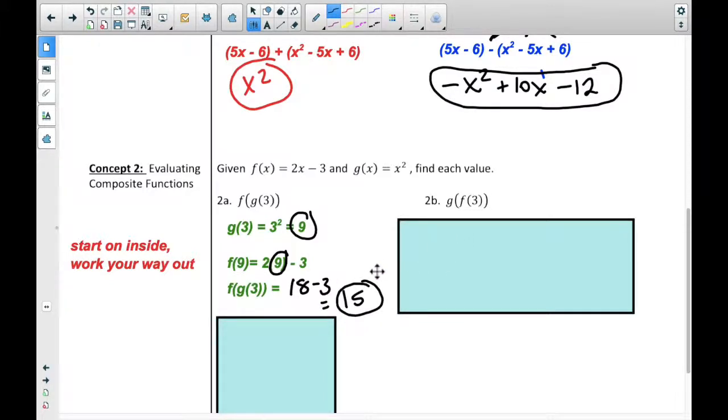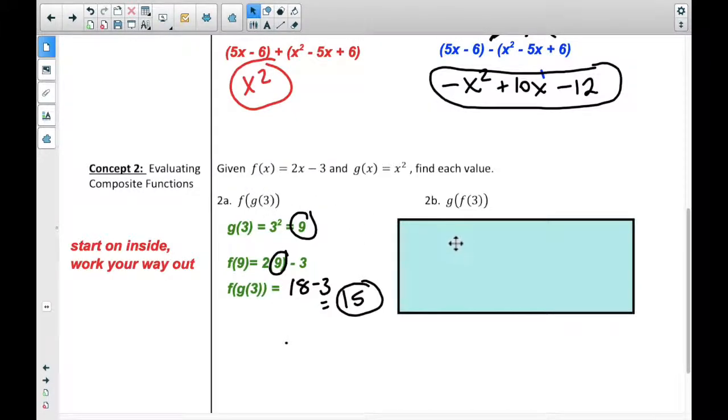So that's how you do composition of functions. You start on the inside, you work your way out. Well, like I said a minute ago, they are not commutative. In other words, order does matter. So for f of g of 3, we had to do g of 3, work it out, and then plug in for f of x.